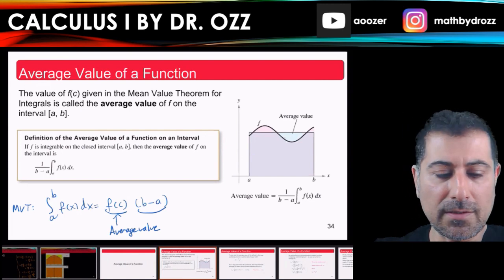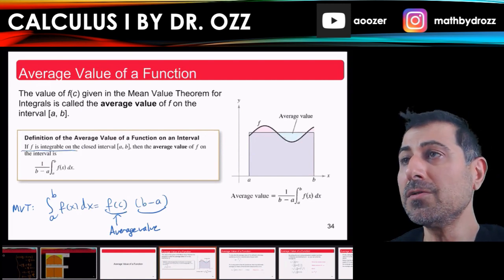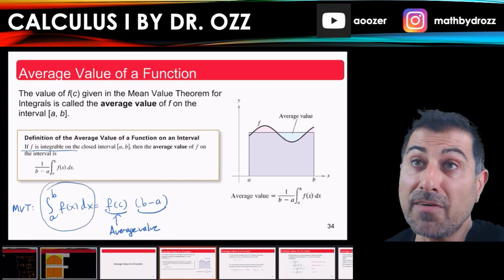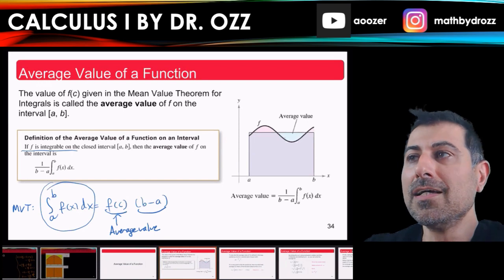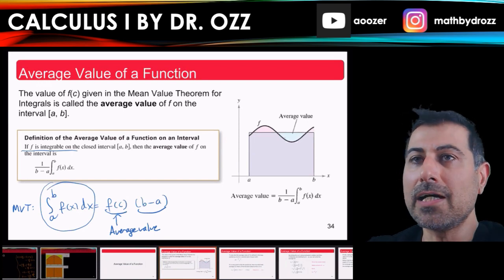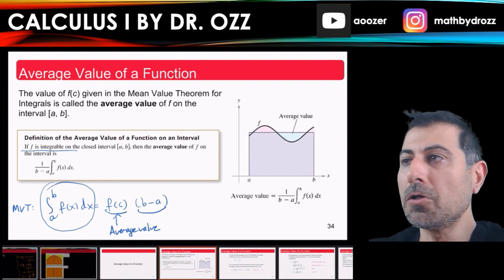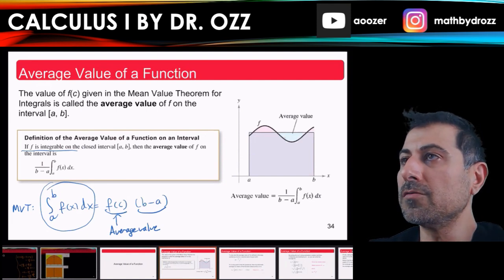So we just state in the definition that f is integrable. In other words, this definite integral is supposed to be defined; it's supposed to exist. If it exists and it spits out a number, that number divided by b minus a is called the average value of the function.